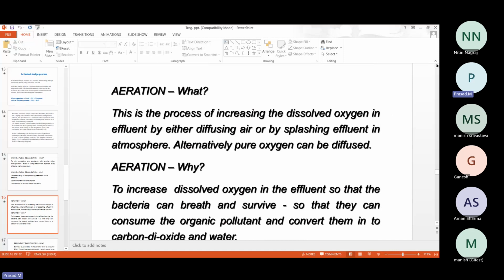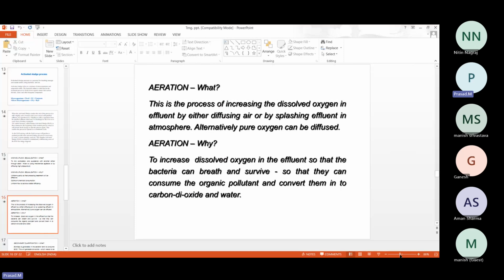That's why we require this equalization. Why is equalization necessary?